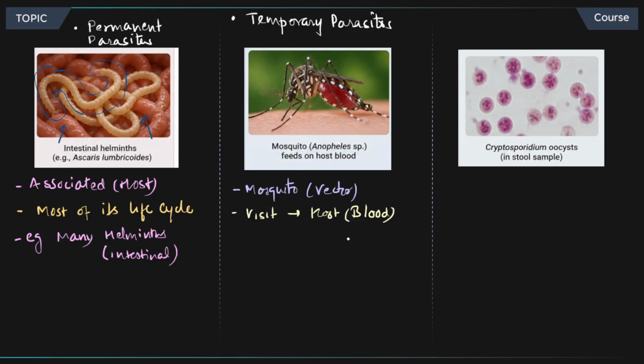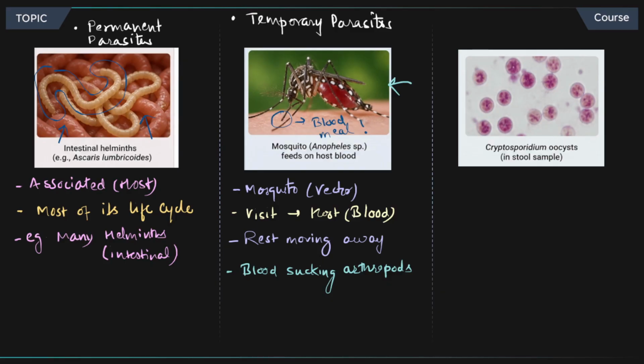So blood sucking mosquitoes, especially the Anopheles category, right? Rest of the time, they will move away from the host, but they will come back again and again to take the blood. So blood-sucking mosquitoes, and I can write it down, arthropods, right? So these are the categories of the organisms that can cause damage to the host by taking the blood. As you can see over here, blood meal is going on with this mosquito. Its abdomen, you can see, is filled with blood.